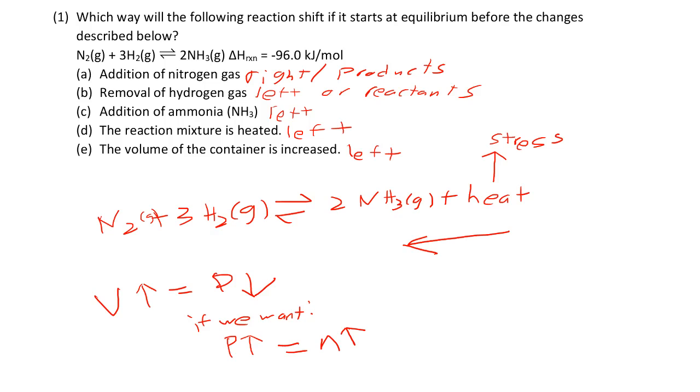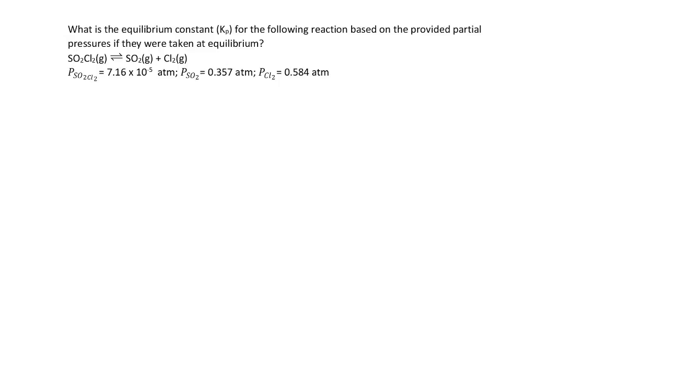So we wouldn't treat that like that was going to change anything. So that really covers most of the examples you can have with different ways Le Chatelier can move a reaction around. So now let's do some problems with equilibrium constants.